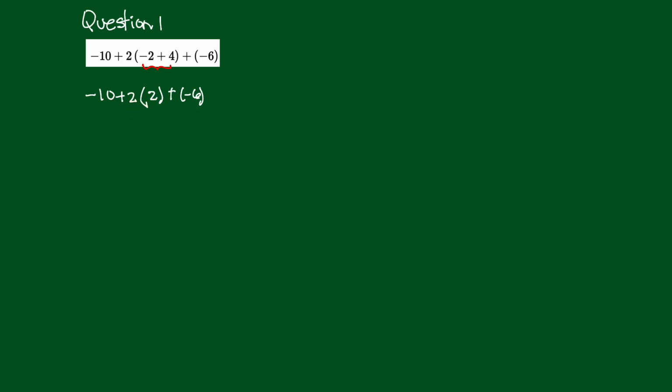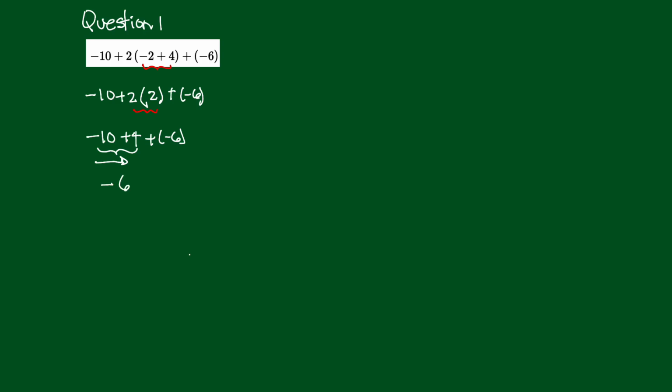Let's do the multiplication first. So let's do this one right here. Now this is going to be positive 2 times positive 2. That's a 4. So I'm going to get negative 10 plus 4, and then I still have that negative 6. Now, just going left to right, I'm going to take care of these two. So I'll have negative 10 plus 4, which is negative 6.